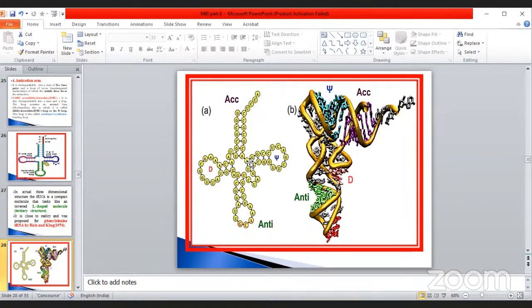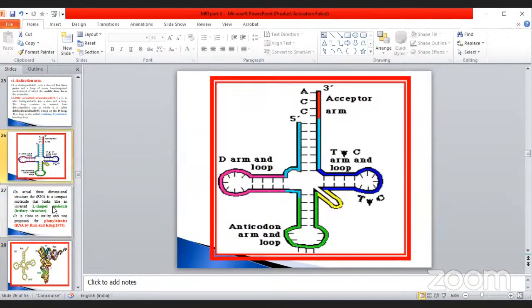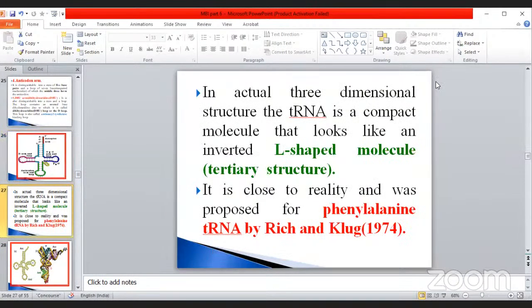The same model is also given in the form of molecular aspects. You look like this. So this is very, very important, my dear students. In actual 3-dimensional structure, the tRNA is a compact molecule that looks like an inverted L-shaped molecule. They may ask questions: the tRNA molecule looks like which shape? L shape.